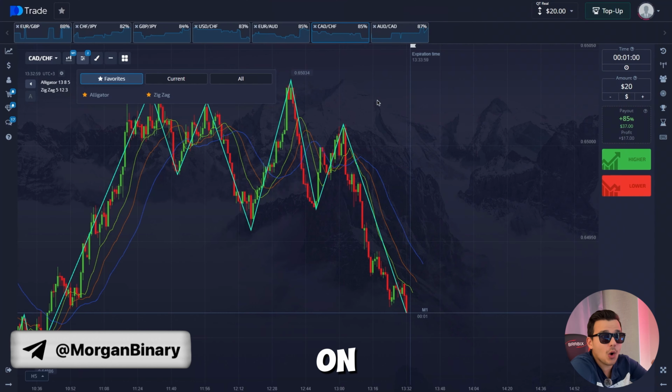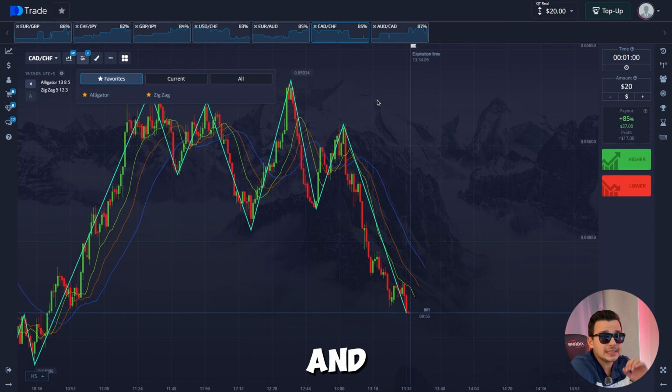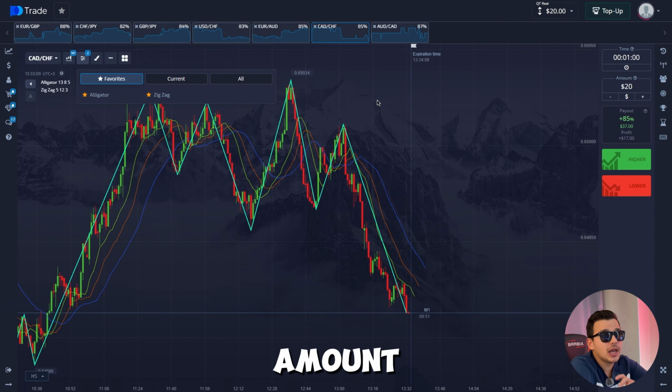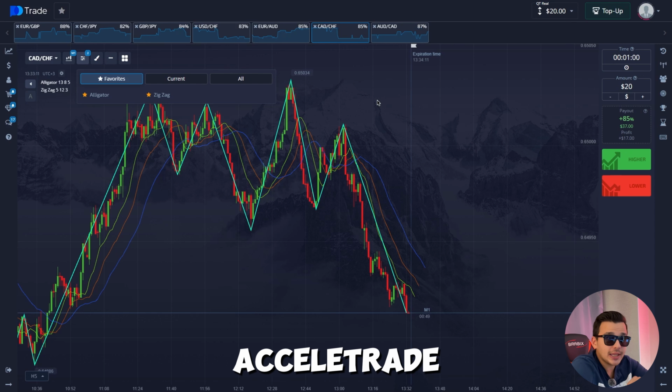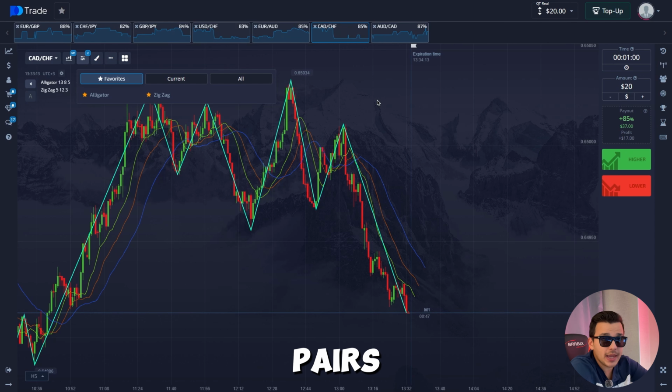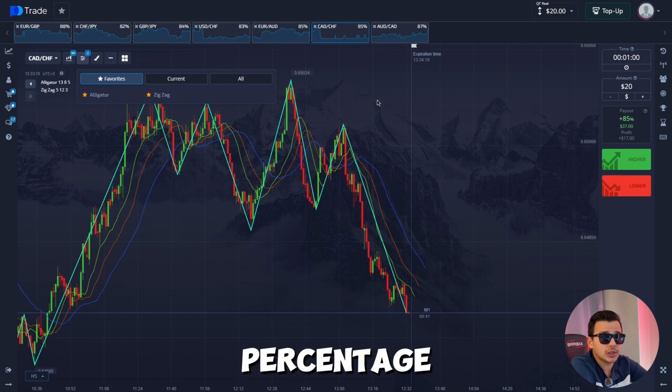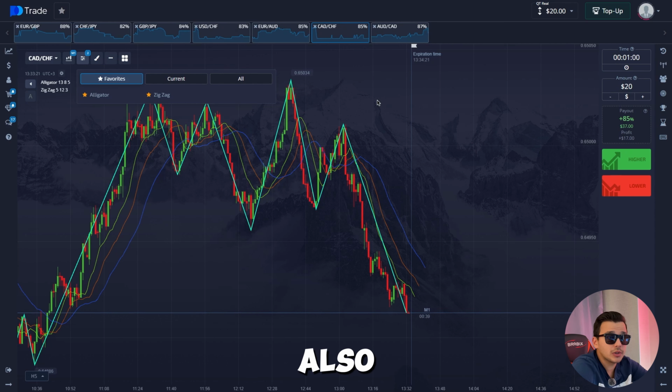So, we are on the broker. Let's start our trading. We'll open trades on the one-minute time frame and start with a balance of $20. From this amount, we'll accelerate our deposit today. I have already picked up all the currency pairs with the most optimal volatility of movement, and also the ones with the best percentage on payments.